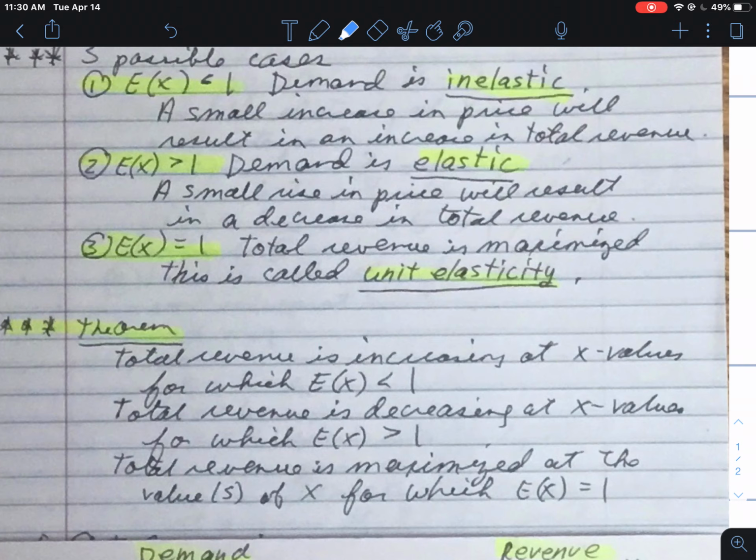And total revenue is maximized at the value or values, there could be multiple values for X, for which E of X equals 1, right? So that was our unit elasticity. We said we're looking for that value of X that's going to maximize our revenue.